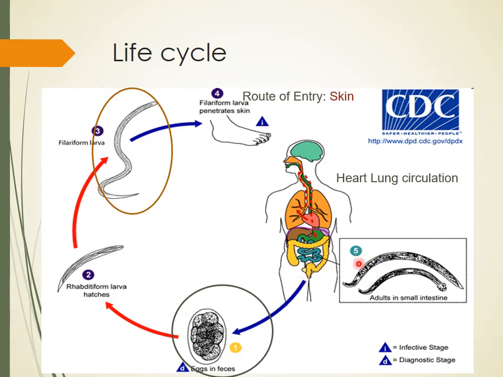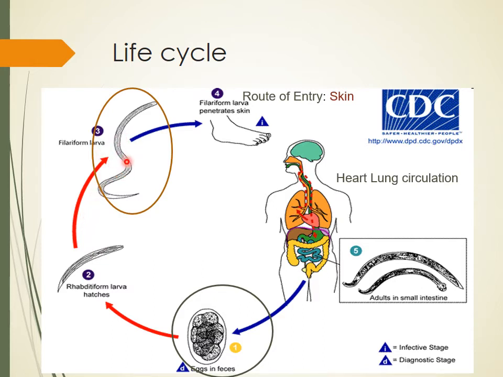Finally, after fertilization, the female worm would lay many eggs that would be excreted in the stool, and this is the diagnostic stage. But this egg is not infective. It has to develop itself in soil. First it would convert itself into rhabditiform larva. Again, that rhabditiform larva is not infective. That rhabditiform larva in soil would convert itself into filariform larva.